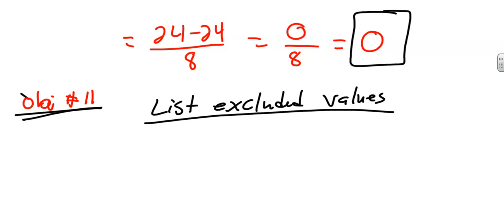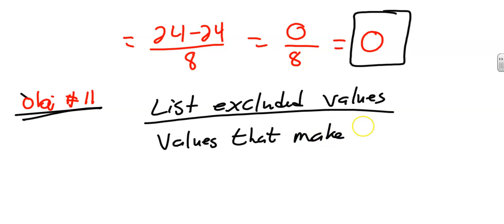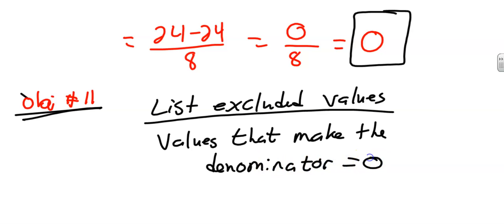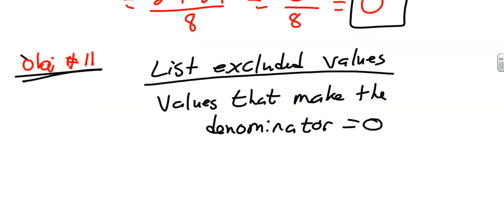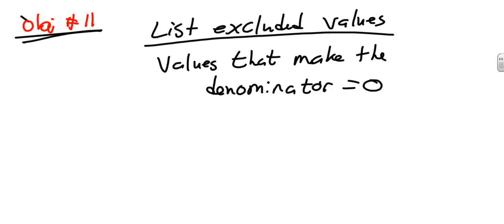So they're going to tell you the list of excluded values. Now, and this is where they're going to kind of piggyback off the last two parts on this one. If they talk about excluded values, all that's going to be is values that make the denominator equal to 0. So for everything in this one, they're going to basically say, all right, here's some expression that we have, some rational expression.